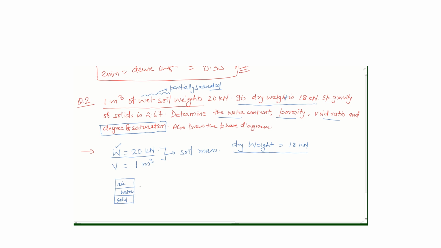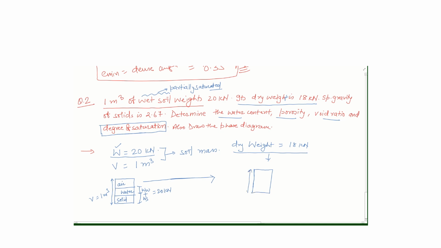Now the total weight is given as 20. You know that air does not have any weight. This weight is due to the weight of water and this weight is due to the weight of solid. The summation of these two is 20 kilonewton. And here the volume is 1 meter cube. Now in the second part, we have the dry weight. Dry weight means when we put this soil into the oven, the soil gets dry and the volume of the soil will remain the same.